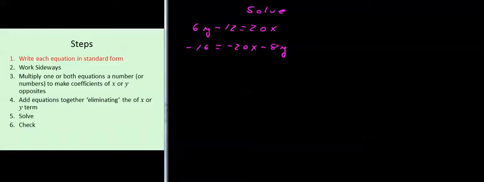All right, let's start with this. Step one is write each equation in standard form. So I'm going to rewrite the two equations so that I can put them in standard form. So 6y minus 12 equals 20x. I want the x, then the y, then the constant. So I'm going to just rearrange this, putting this side on the left and this side on the right.